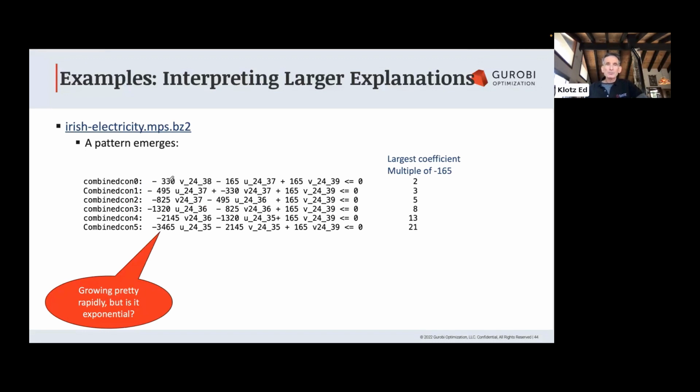And it's all about, well, we have these coefficients that are growing, but is that some form of linear growth, which means they won't grow too big, or is it more of an exponential growth? Well, to get a handle on that, our first pivot used a coefficient of 165, and all these numbers here that are growing are multiples of 165. And if we look at the multiple, here are the multiples listed over here on the right.